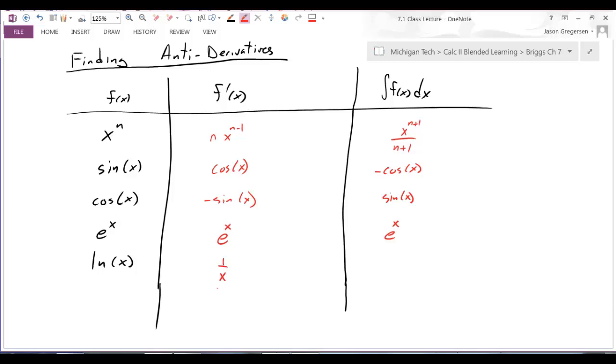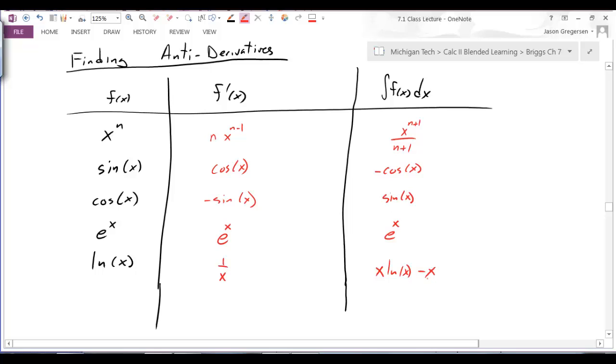Any questions about the ones I've written up here? These are the basics that we need to have down. What about the integral of natural log of x? Do we have that one? Isn't it like 1 plus 1 x? It's a little weird. It turns out to be x natural log of x minus x, I believe.